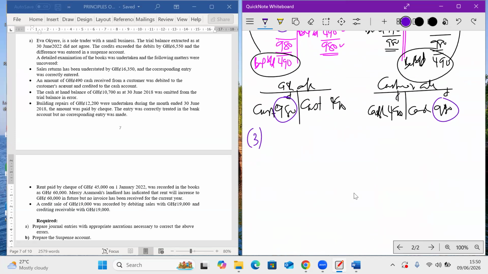Number 3. The cash at hand balance of 10,700 as at 30th June 2018 was omitted from the trial balance in error. All right, what do you do? Identify the account involved. What are the accounts? Cash account and customer's account. Okay, so you can give customer, that's fine. Let's put customer here. What next?